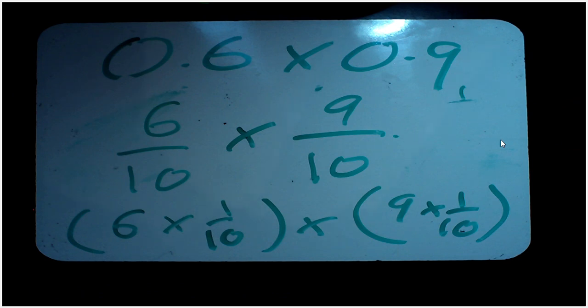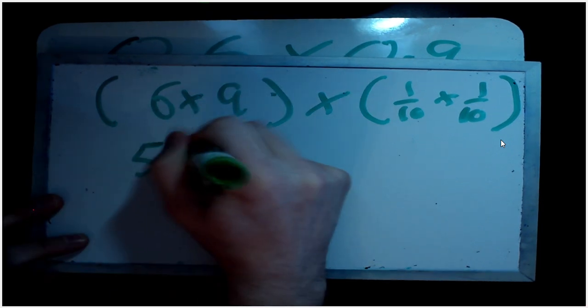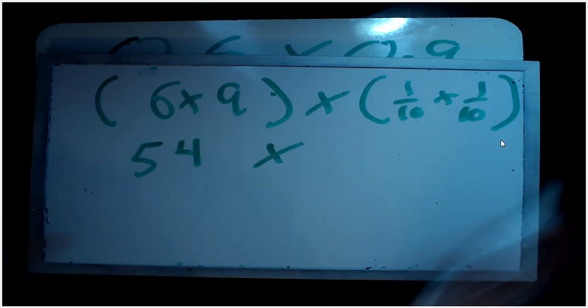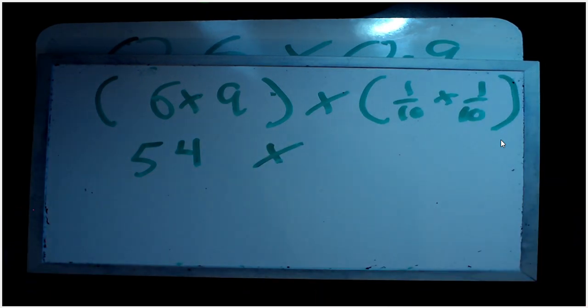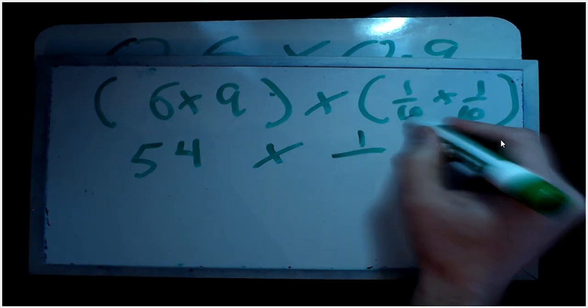Look where it was. It was 6 times 1/10 times 9 times 1/10. Now we're rewriting it to 6 times 9 times 1/10 times 1/10. Well, I know 6 times 9 is 54 times 1/10 times 1/10. That might trip you up, 1/10 times 1/10. And know this, when you're multiplying fractions, you're just multiplying across. So 1 times 1 is 1. 10 times 10 is 100.